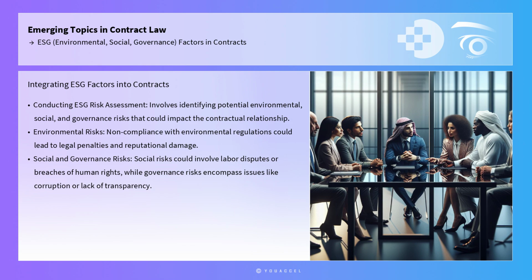Social risks could involve labor disputes or breaches of human rights, while governance risks might encompass issues such as corruption or lack of transparency. By assessing these risks, parties can tailor contractual clauses to mitigate them, ensuring compliance and fostering sustainable practices.